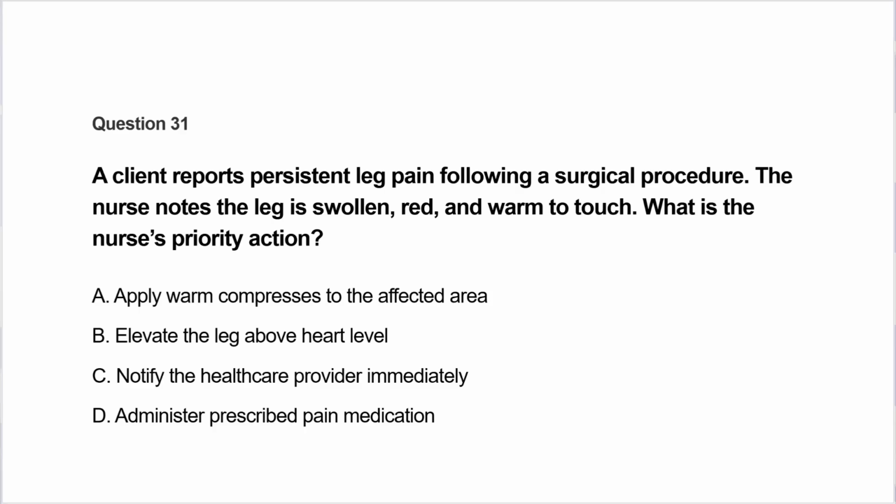31. A client reports persistent leg pain following a surgical procedure. The nurse notes the leg is swollen, red, and warm to touch. What is the nurse's priority action? A. Apply warm compresses to the affected area. B. Elevate the leg above heart level. C. Notify the healthcare provider immediately. D. Administer prescribed pain medication.